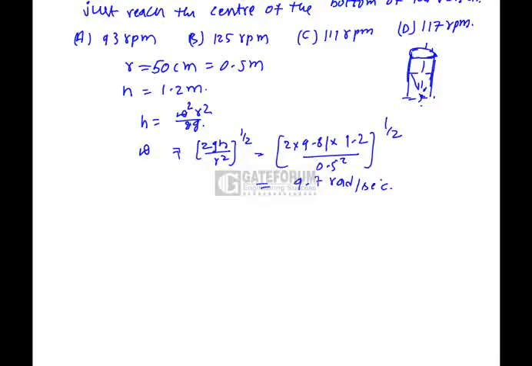But what we have to find out is the speed with which it has to be rotated. So ω = 2πN/60 = 9.7, N is equal to 93 rpm, rotations per minute. 93 rpm is option A, so option A is correct.